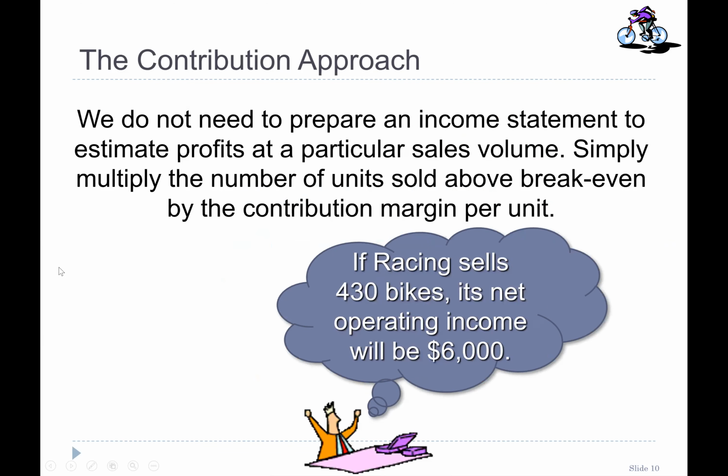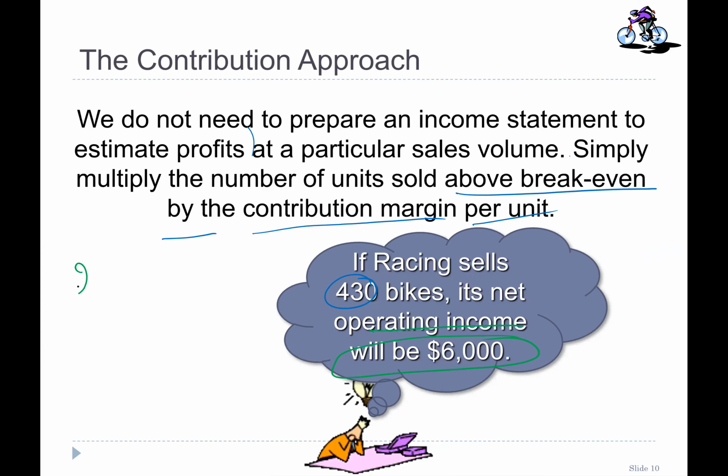So we do not need to prepare an income statement to estimate profits at a particular sales volume. Simply multiply the number of units sold above the break even by the contribution margin per unit. If the racing bike company sells 430 bikes, its operating income will be 6,000. How? Because contribution margin is 200, and how much above do we sell? 430 minus break even 400. So 200 multiplied by 30. Answer is 6,000.